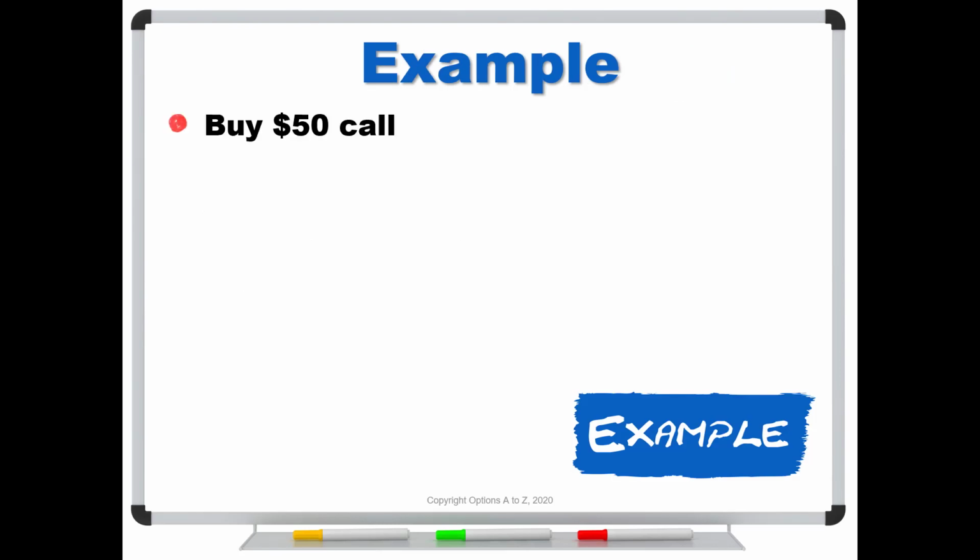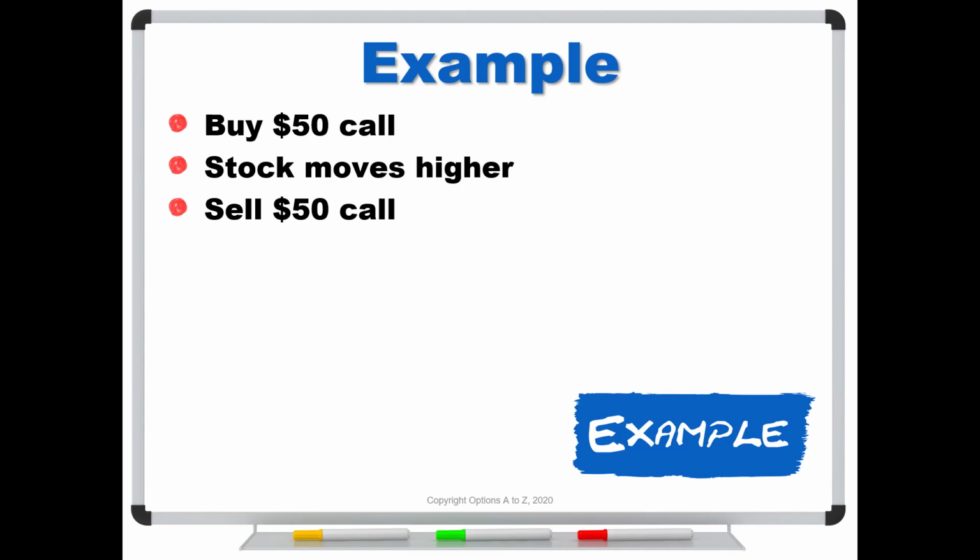Let's say that you buy a $50 call and the stock moves higher. It's moved in your favor. How much higher? Well, hold that thought and we'll talk about that in just a minute. But for right now, just assume that the stock has moved sufficiently high enough to where it's time to roll. What are we going to do? How do we do it? Well, we simply sell the $50 call and we buy the 55.